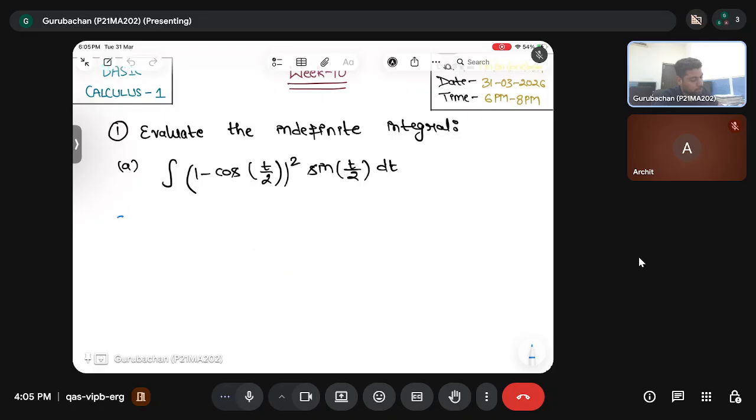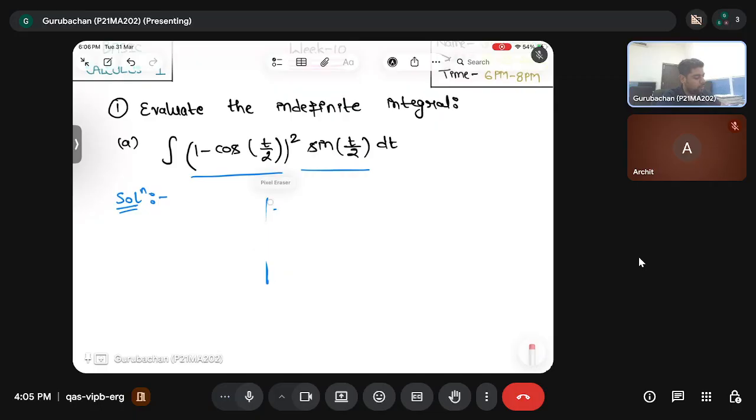What does the rule of substitution say? If you clearly observe this one, earlier there were some simple integrations, but here there is a whole square and a sine t by 2 outside. One thing is that you can open this whole square and multiply by sine t by 2, but again there will be a term of cos square and sine t by 2 that you have to deal with. So ultimately you have to substitute something.